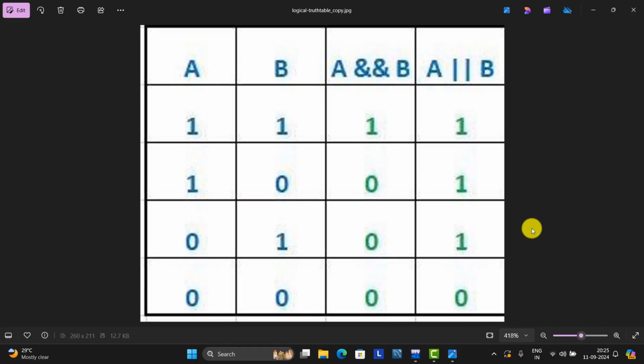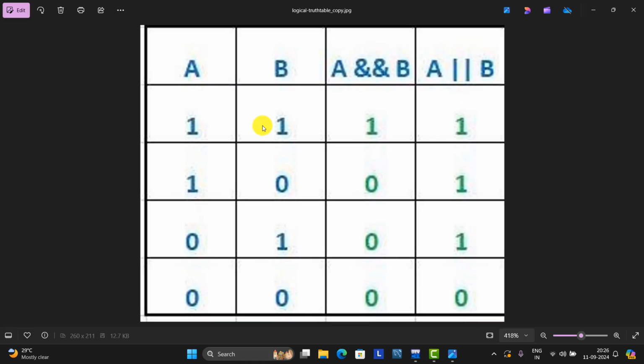Now let's see the truth table of logical operators. We have three different operators, right? Logical AND denoted with two ampersand symbols, logical OR denoted with two pipe symbols, and logical NOT denoted with an exclamation mark. Logical AND and logical OR are binary operators, so they require two operands as inputs. For example, A and B are input variables. So if A is 1 and B is 1.